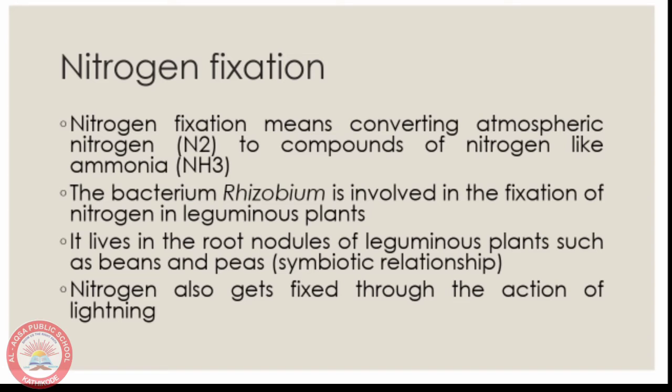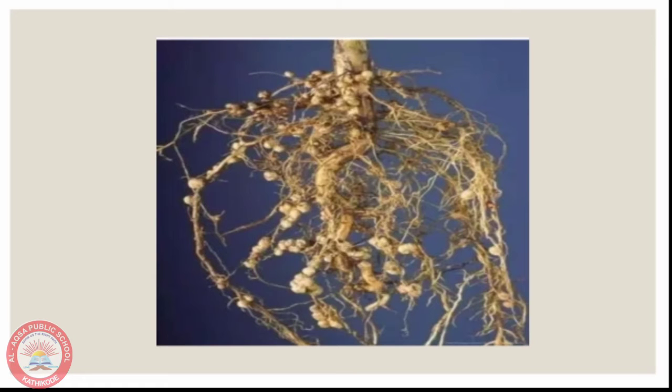The next method by which nitrogen is fixed is by lightning. The high energy of lightning breaks the nitrogen molecule in the atmosphere, and these nitrogen atoms will combine with oxygen and dissolve in the rain and come down to the soil. So, lightning is another natural method by which nitrogen is fixed. Look at this picture that shows the root nodules in leguminous plants. It is inside these root nodules that the bacterium called Rhizobium is present.